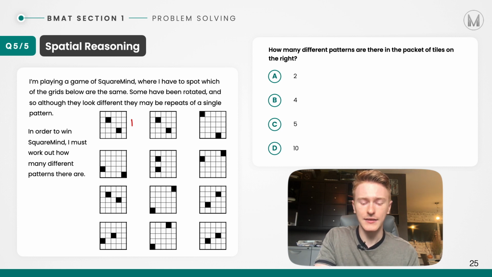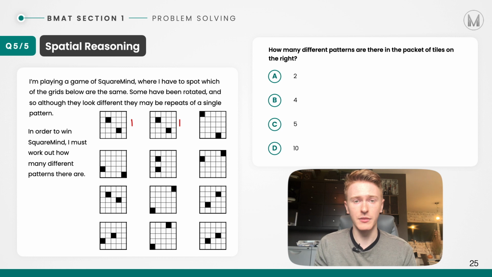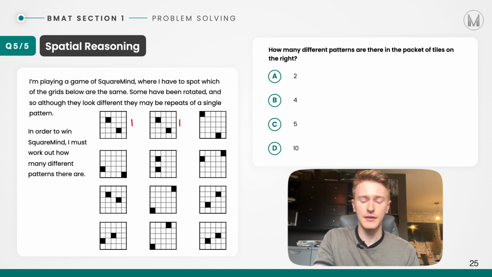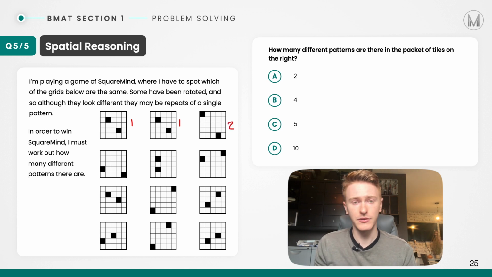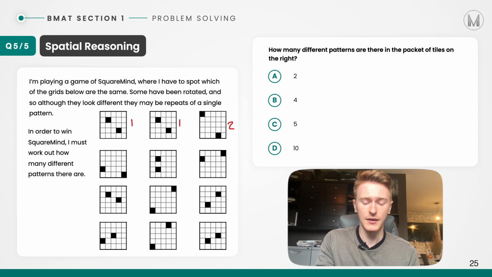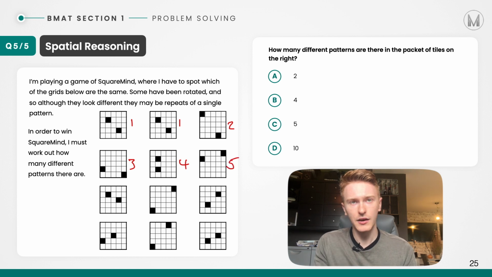That's repeated again in the second one, so I'm going to mark that pattern number 1. This third one is a distinct pattern. Let's call it pattern number 2. This fourth shape, pattern number 3, 4, 5. Now this looks similar to that pattern number 2, but you can see it's distinct.